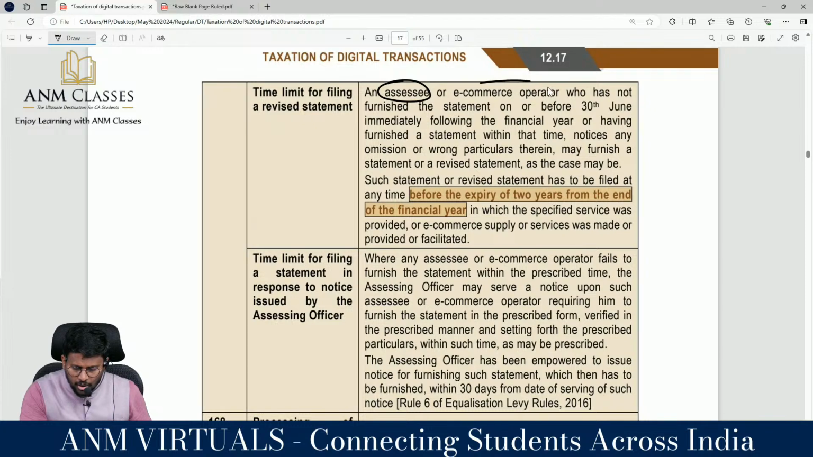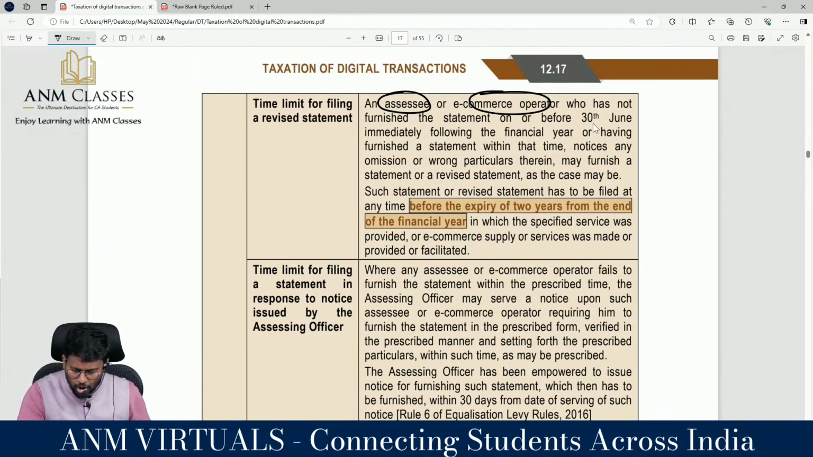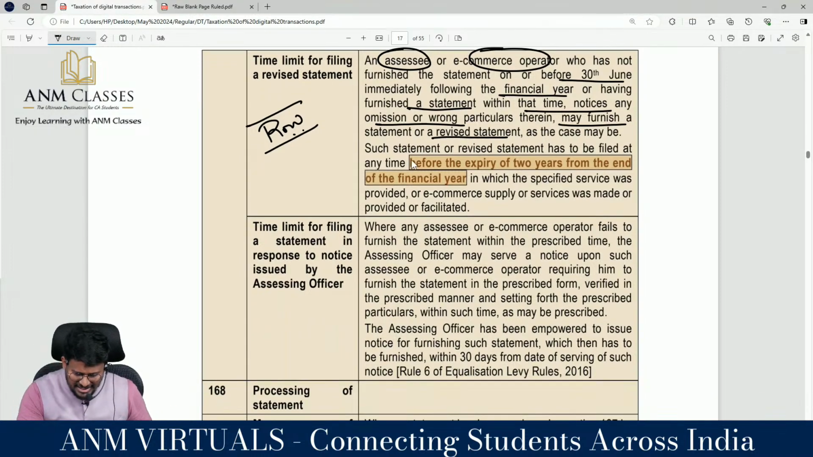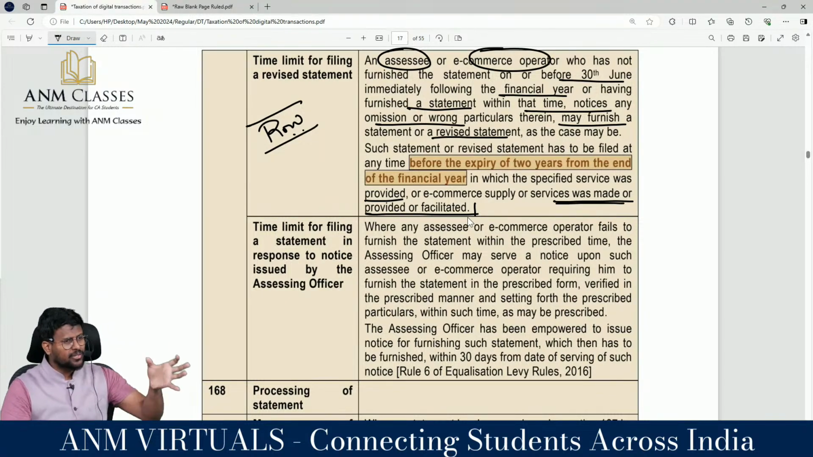An assessee who has not furnished a statement on or before the due date immediately following the financial year, or having furnished a statement within that time, notices any omission or wrong particulars, may furnish a revised statement at any time before the expiry of a year from the end of the financial year in which the specified service was provided or e-commerce supply or service was made or facilitated. So this is not with regard to that statement.